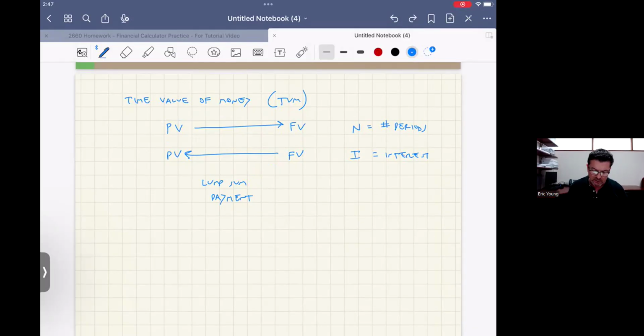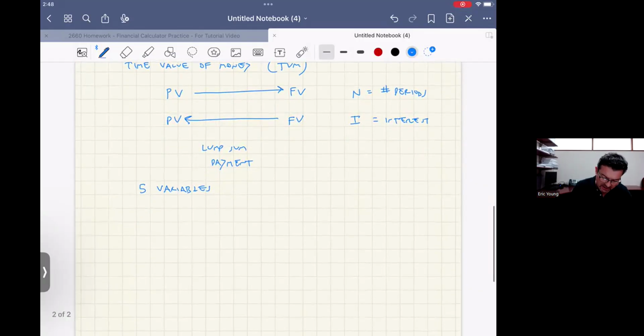Every financial calculator problem is going to have 5 potential variables. 4 of them you'll either be given or you'll figure out. The other one is the one that's missing, and that's the one that you're going to solve for on your calculator. Our 5 variables, again: present value, future value, N, I, and PMT.